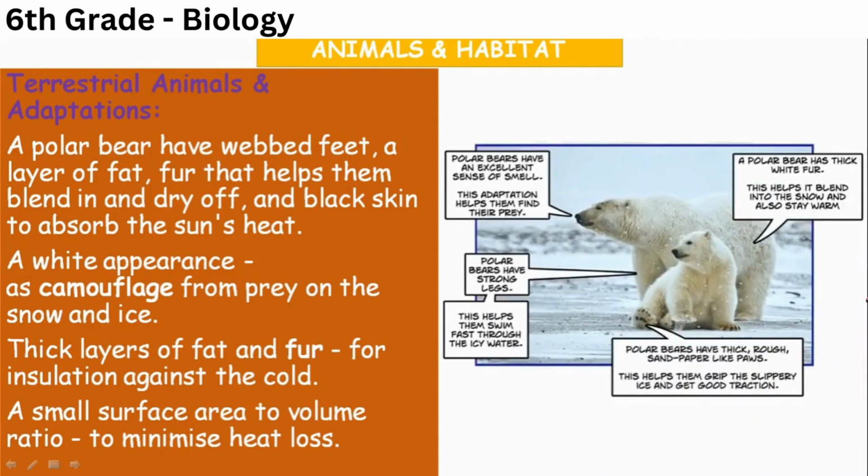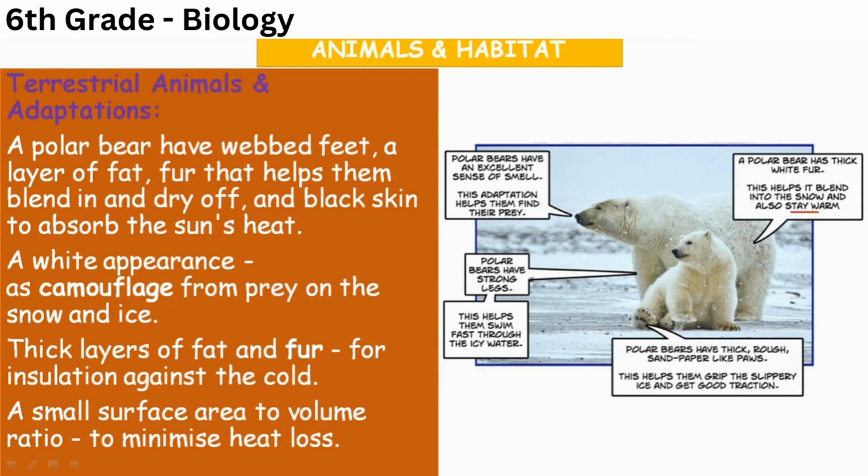So if you see a polar bear, it shows the following adaptations. A polar bear has a thick white fur. This helps it blend into the snow and also stay warm. A polar bear has thick, rough, sandpaper-like paws, means underneath the feet. This helps them to grip and prevent slipping on the ice and get a good traction. Means it can move freely without skidding on the smooth ice surface.